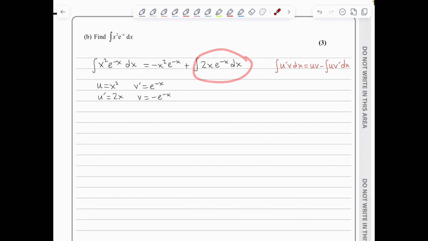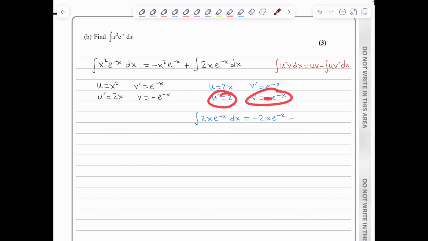I will now be setting u to be 2x and v dash to be e to the minus x, leading to u dash being 2 and v being minus e to the minus x, and therefore the integral of 2x e to the minus x dx will be uv, so minus 2x e to the minus x, minus the integral of u dash v. Again, the negative sign here will make this negative positive, so it's going to be plus the integral of 2e to the minus x dx, and I can proceed in finishing off the integral here.